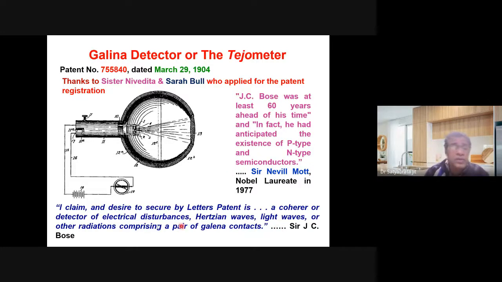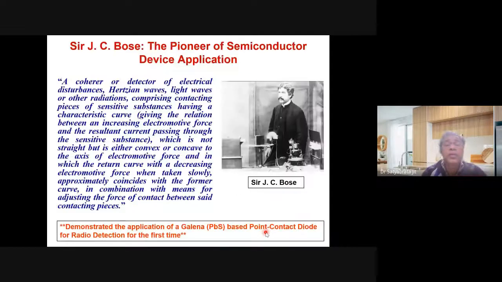So in this patent, that J.C. Bose, I just have taken from this patent, I claim and desire to secure by letters patent is a coherer or detector of electrical disturbances, Hertzian waves, light waves, or other radiations comprising a pair of galena contacts. So that was the observation in this patent.